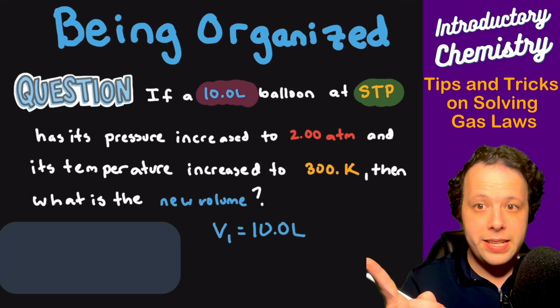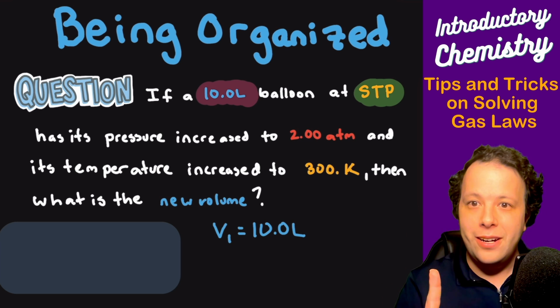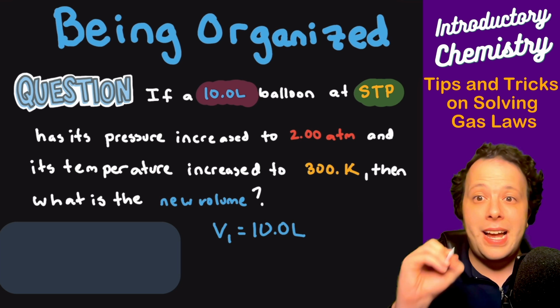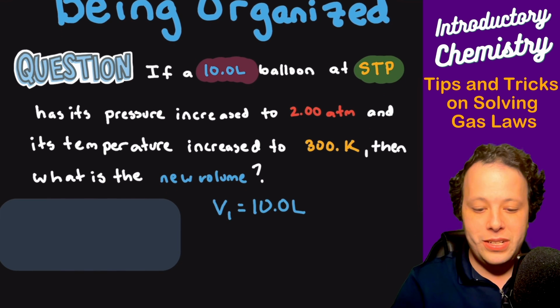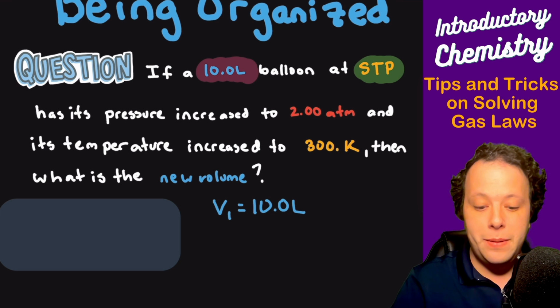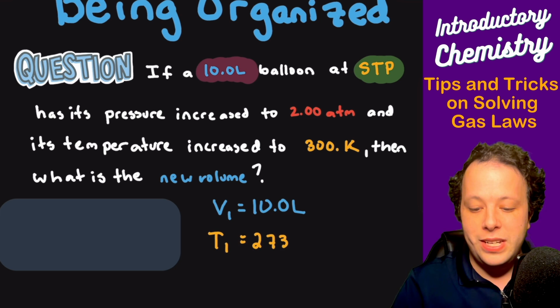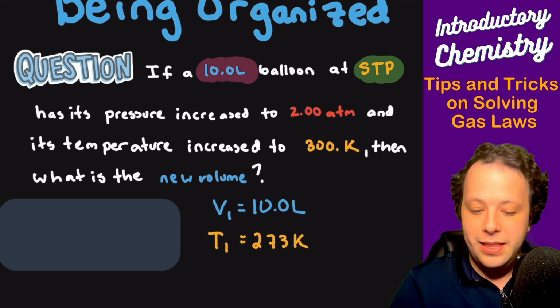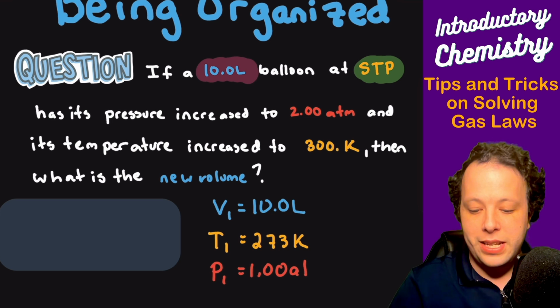Now, the next part that it mentions is that, oh, it's at STP. Now, what was that? STP is a standardized temperature and pressure. So it's telling you it's at that current condition, and its condition in this case is referring to the standard temperature and pressure. So the standard temperature is 273 Kelvin, and the pressure is 1 atmosphere. So we're going to write that down.